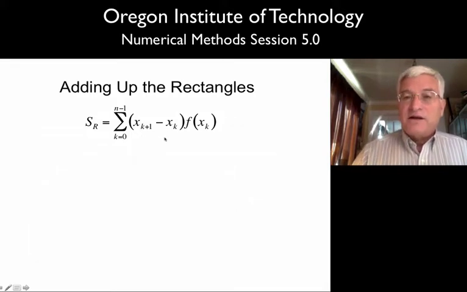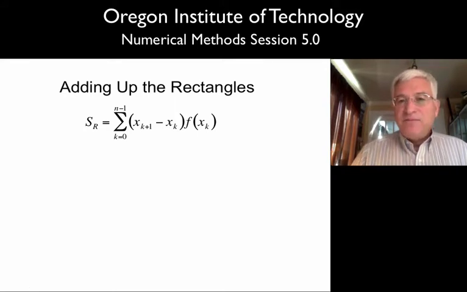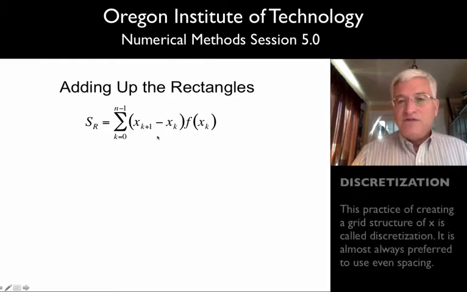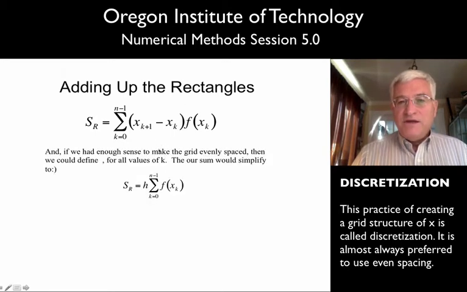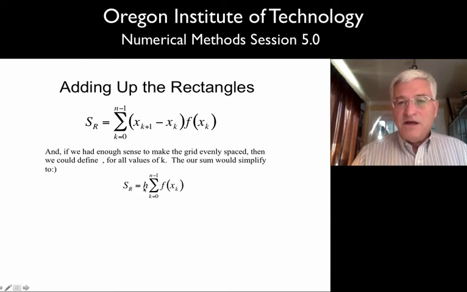There are n of these rectangles, and there are n plus 1 points that are describing the n rectangles. We could simplify this a bit by looking at the values x sub k plus 1 minus x sub k and making the requirement that each of those points are evenly spaced. If so, that difference is a constant length, which we could call h. If we did that, we could factor the h out and have a simpler formulation, just adding up the functional values of the first n minus 1 points and multiplying the result by h to give us the same area of these rectangles.